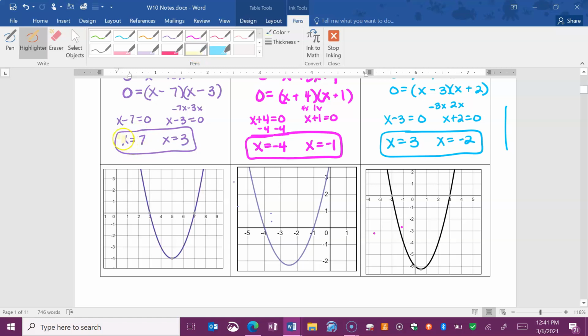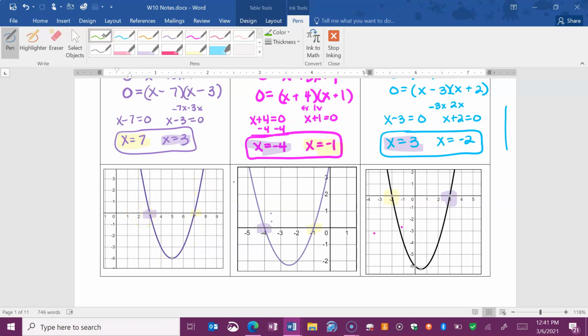So if we said x is equal to 7 and we go on our x-axis to 7, okay. And this one we're saying x is equal to 3, and if I go on my x-axis there is a point at 3. Okay, and a similar situation happens here. I get -4, and there's my graph. I also get -1, and that matches there. Same thing for this one. x equals positive 3 is right there, and x equals -2 is right there. So what we notice is that our solutions are where the graph crosses the x-axis.